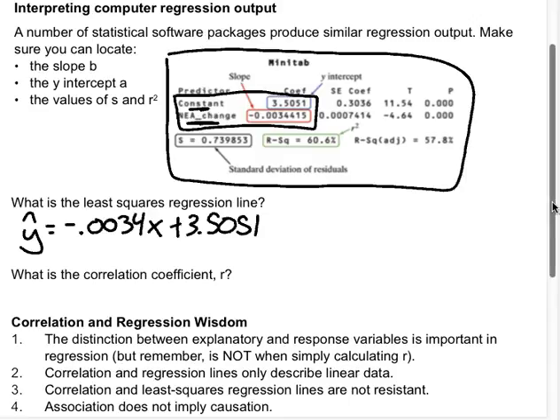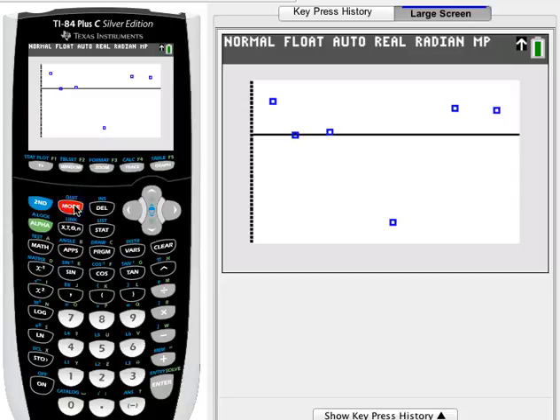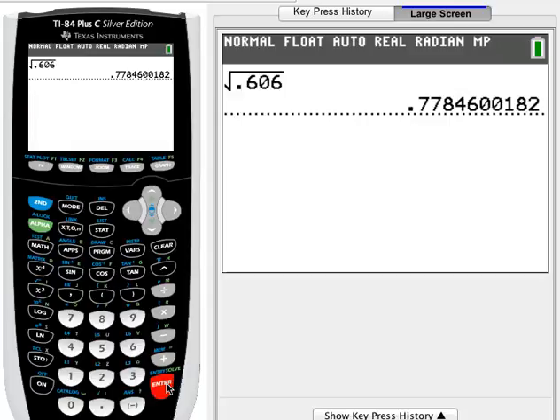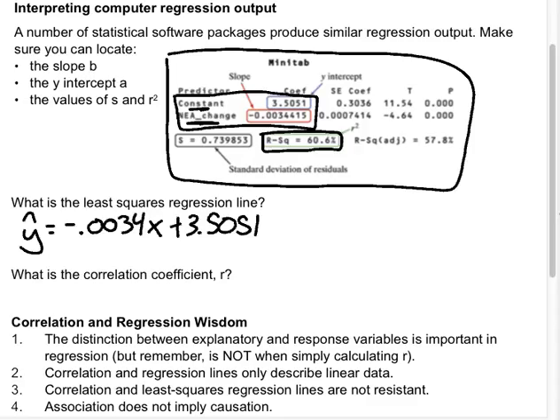Now, the thing is, you're not going to see r. You're going to see r squared. So what can you do with that? Well, if I'm given r squared and I want r, what can I do? Well, I can square root it. So really quick, let's square root the 0.606. Now notice I'm not square rooting the percentage, right? I'm turning it into that value between 0 and 1, and I'm square rooting that. So my r is about 0.78.